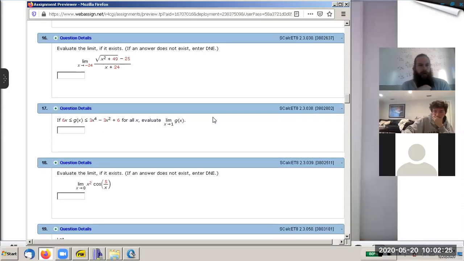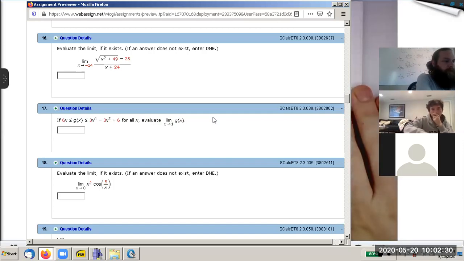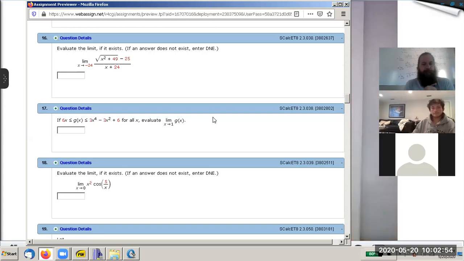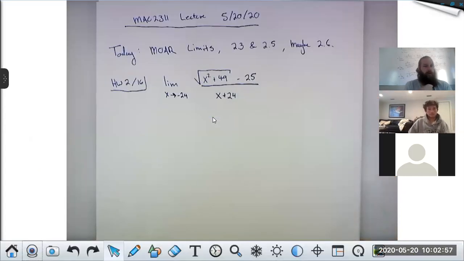And we wanted to look at the limit as x goes to negative 24 of the square root of x squared plus 49, minus 25, all over x plus 24. So this might just be some gnarly RNG here, the fact that I got these somewhat large numbers, but it's not too bad.